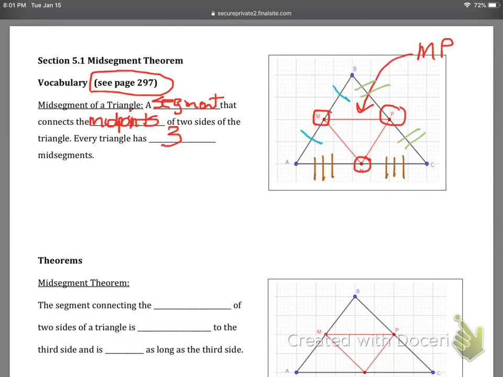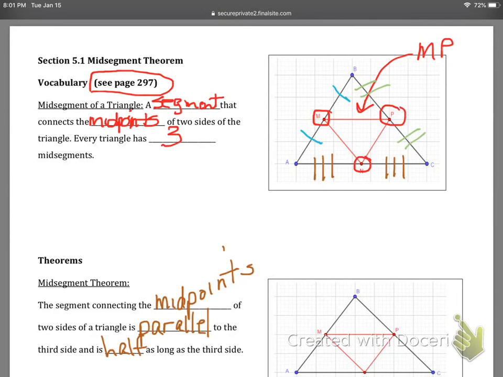So let's go on to the second theorem here. Okay, this says the segment connecting the midpoints, so this word should be midpoints, I'm going to draw it up a little bit, of two sides of a triangle is parallel. So this is another piece of the puzzle. Parallel to the third side and is half as long as the third side.